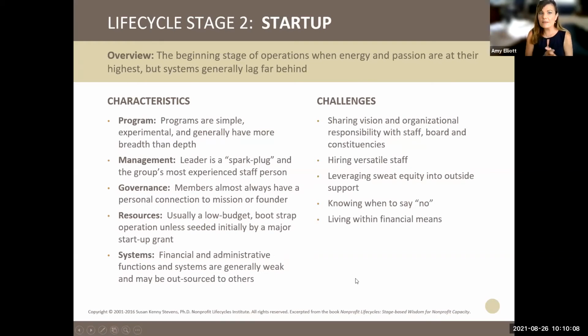Startup stage. This is the beginning stage of operations. Energy and passion are at their highest level. This is so exciting. We're actually doing it, but systems generally lag far behind. So we typically just have a tabletop, right? Programs are simple, they're experimental, and they generally have more breadth than depth. So we're trying things, okay?